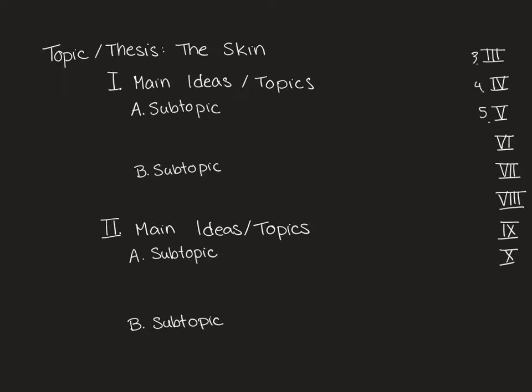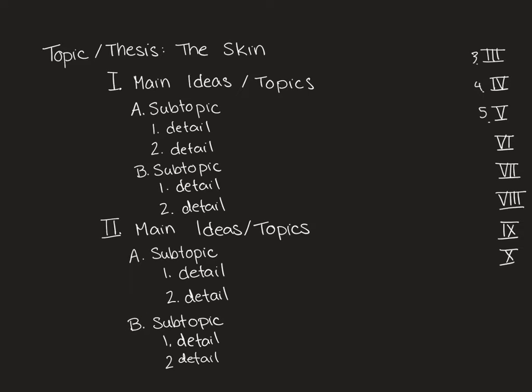Each main idea or topic can be broken into smaller topics that are within that overall idea. So those are subtopics. So those are labeled with a capital letter. Each of these subtopics can then be supported by specific details, and the details are labeled with a traditional numeral like 1 or 2 as opposed to a Roman numeral.